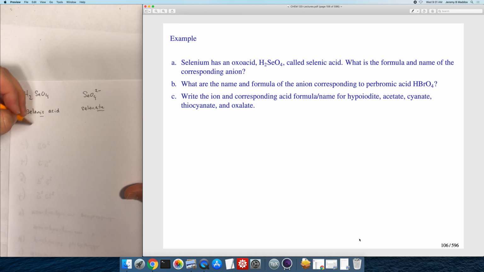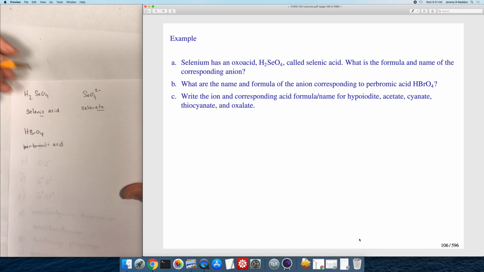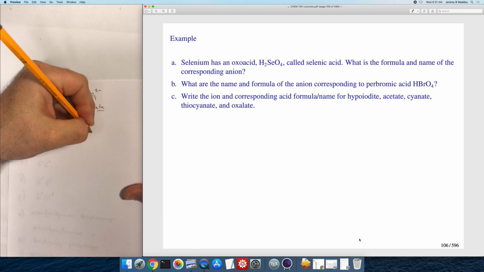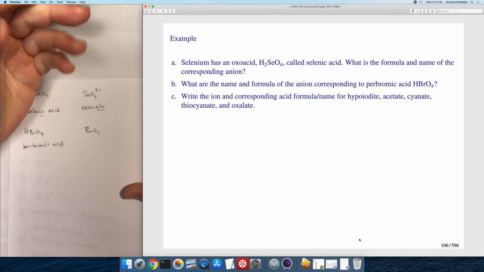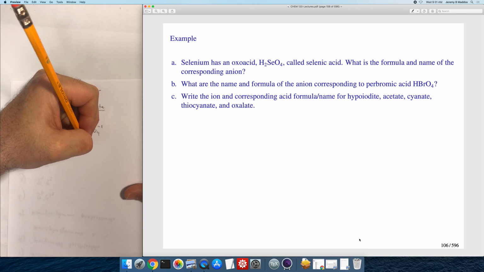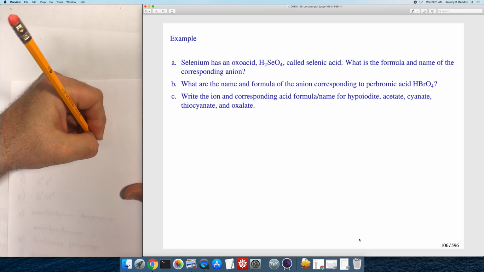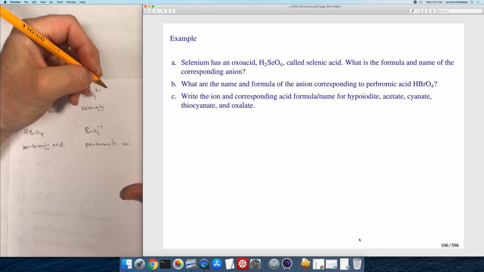Next, we're looking at perbromic acid. Take off the proton. We get a -1 charge. And then the IC goes back to ATE: perbromate ion.